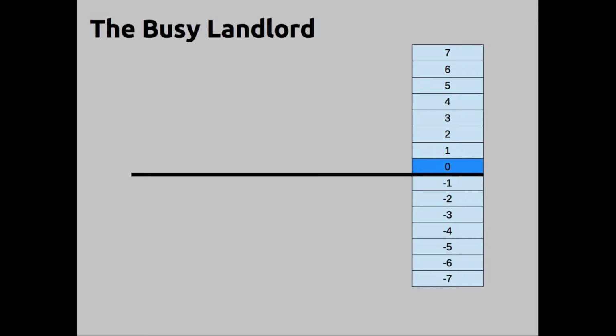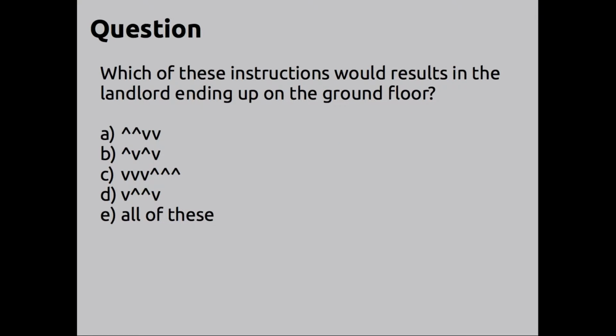Visits to tenants on the floors are coded as a series of up arrows and down arrows. So an instruction to visit the first floor would be up. The instruction up, down, down would leave the landlord on the first basement at -1. Which of these instructions would result in the landlord ending up on the ground floor?